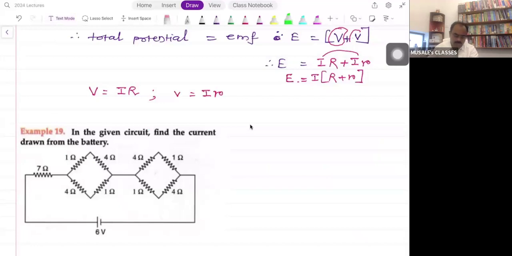Question number 19. I will consider this as point A.